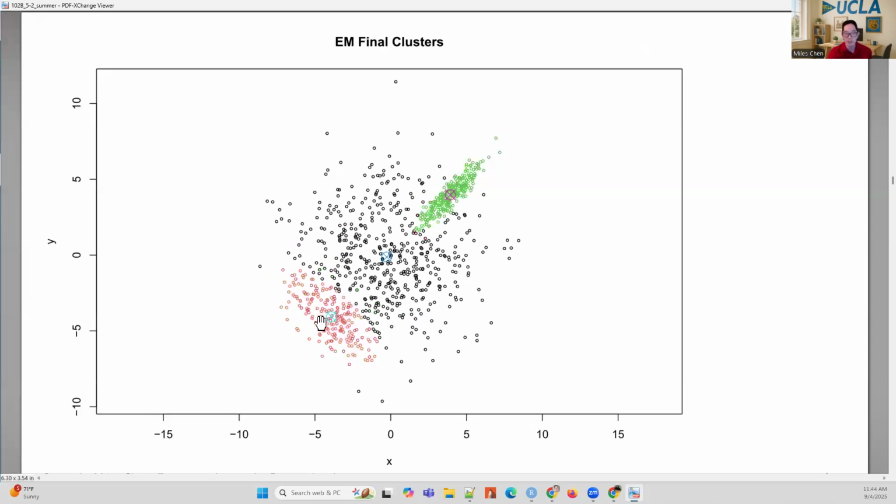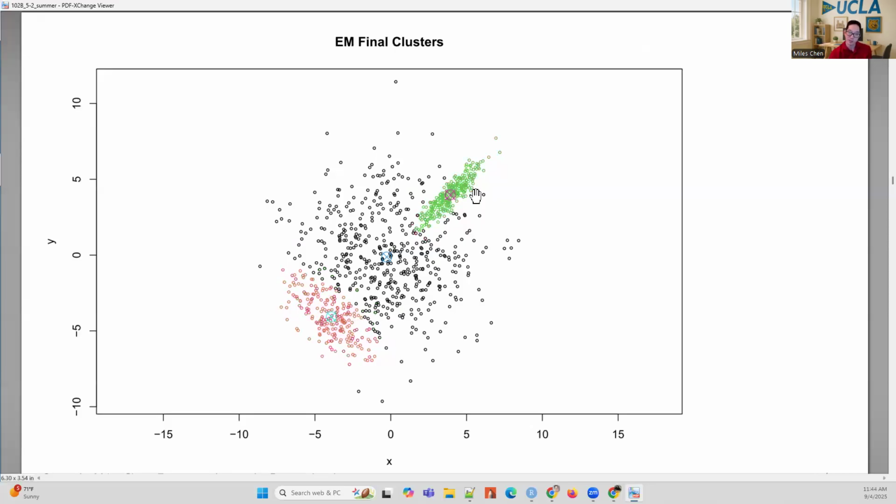Whereas in the final assignments, these are colored based on the ones with the highest probabilities. So all of these points colored in red here have their highest probabilities for the red cluster, okay? But they really are a mix. And so probably some of these points are like 70% red, 30% black, or something like that. Okay, so some kind of mix like that. And that's what you have.